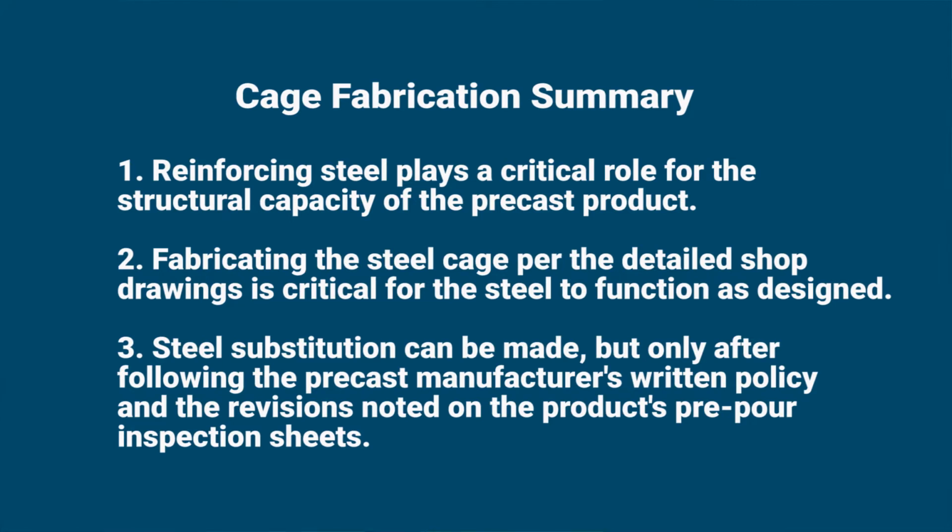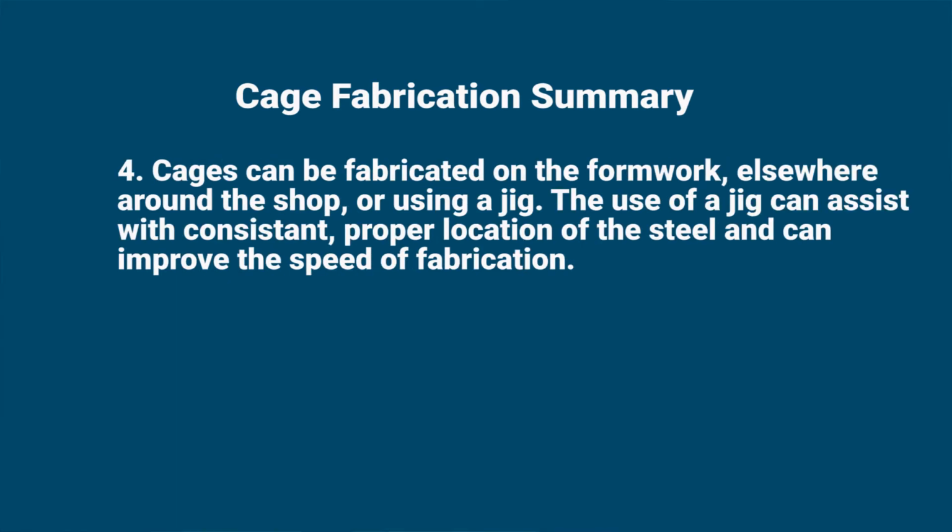Now 3, sometimes steel substitutions can be made when necessary. However, substitutions can only be made after following your company's written policy, and those substitutions are noted on the pre-pour inspection sheets. Number 4 is that you can fabricate a cage either on your form itself or outside on a jig fixture such as we've seen. The jig fixture offers some real opportunity that you can have tolerance control, that everything's in the right space.